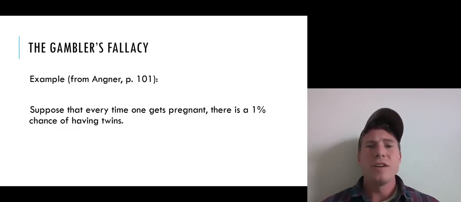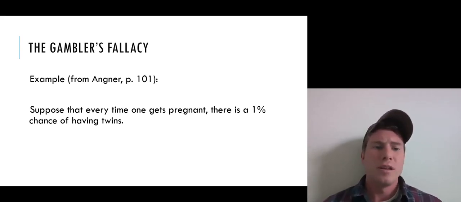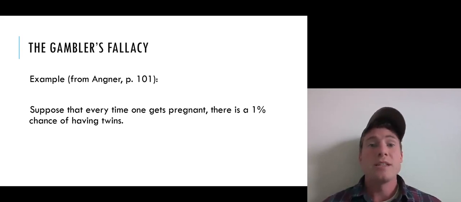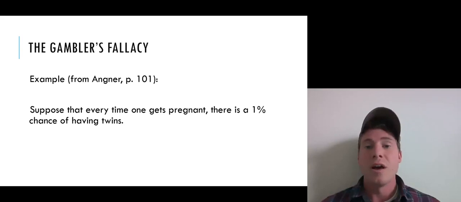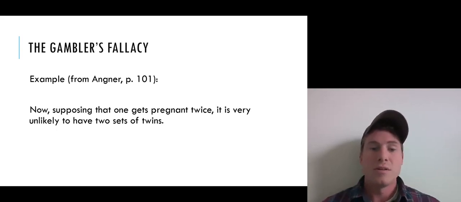Let's consider another example of something like the gambler's fallacy that doesn't involve flipping coins. Suppose that every time one gets pregnant, there's a 1% chance of having twins. And this is an independent process. So every time you get pregnant, there's always that 1% chance that you're going to be bearing twins, and there's a 99% chance that you're going to be bearing a single child.